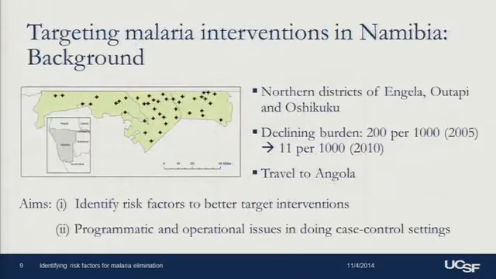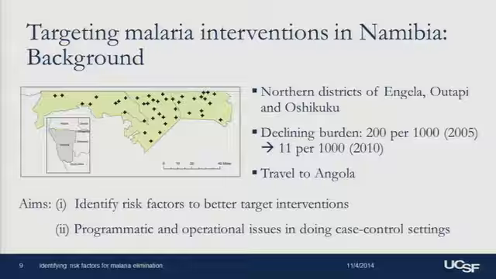And I'd like to quickly discuss a recent study that I mentioned was led by Dr. Hugh Sturrock. That was conducted in the northern districts of Ngela, Otapi, and Oshikuku in Namibia. The study was done in collaboration with the University of Namibia and the Namibian Ministry of Health and Social Services. Now, these areas have a high historical burden of malaria, but the burden has declined over the last decade. And it's suspected that travel to Angola was an important risk factor in this area.